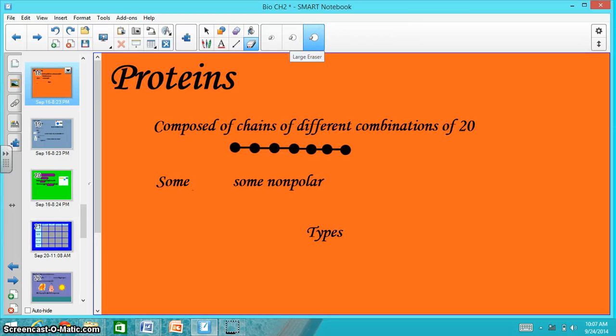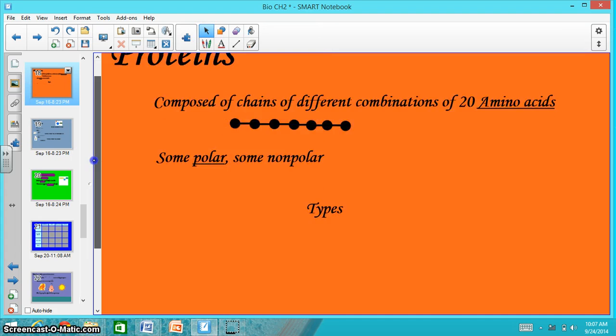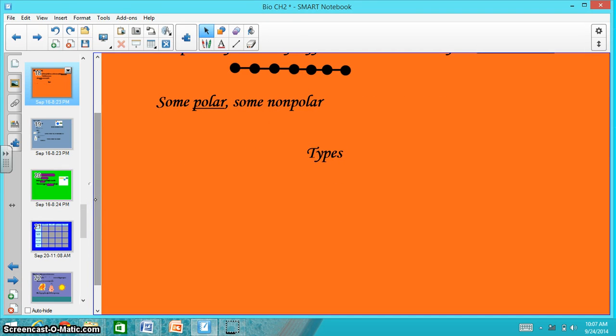Our third type of organic compound are proteins. Proteins are chains of different combinations of 20 different amino acids. Okay, they kind of look similar to what I have shown here. Each one of those dots represents an amino acid. They're held together by what's called a peptide bond. Some proteins are polar, some are nonpolar. There's many different types of proteins, and they have lots of different functions within the body.